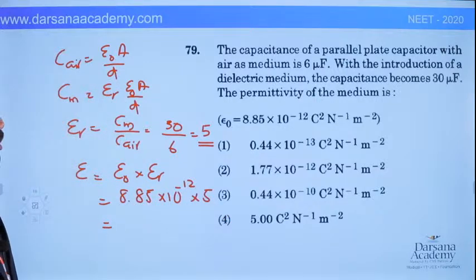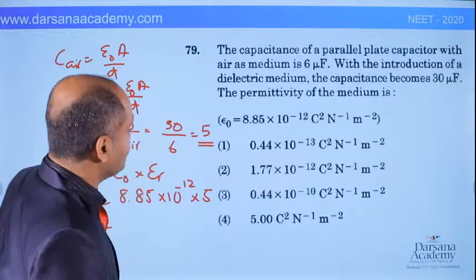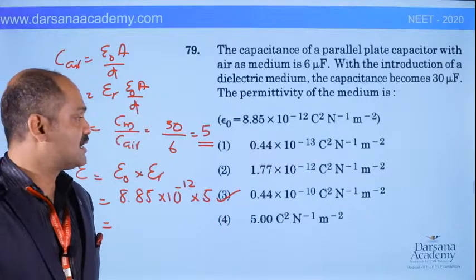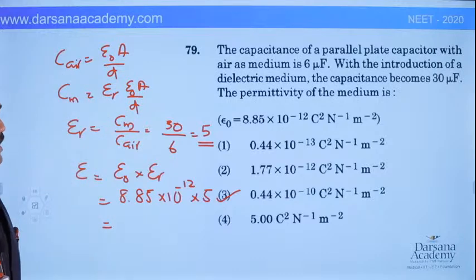So your option will be 79. It will be option number 3. You will get the answer as 0.44 into 10 raised to minus 10 coulomb square, newton raised to minus 1, meter raised to minus 2. So a rather simple problem, just simple multiplication.